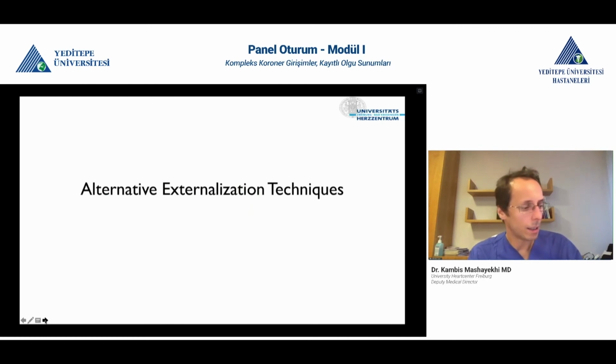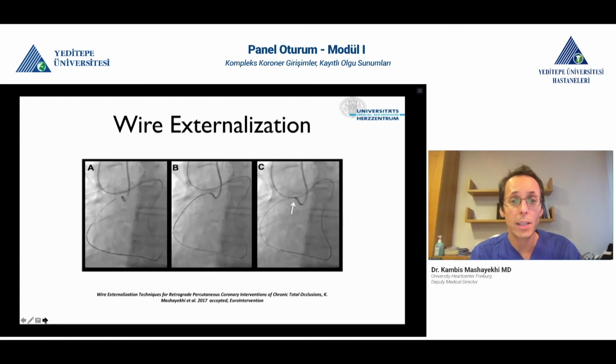Okay, because I'm a little bit late, I will go to the alternative externalization techniques. Wire externalization is the last step you do in retrograde CTO PCI. So imagine your microcatheter has already passed the CTO, like in image A. Then you place your antegrade wire in the antegrade and your retrograde wire in the antegrade microcatheter. So what you have to do next is bring the retrograde microcatheter into the antegrade guiding catheter.